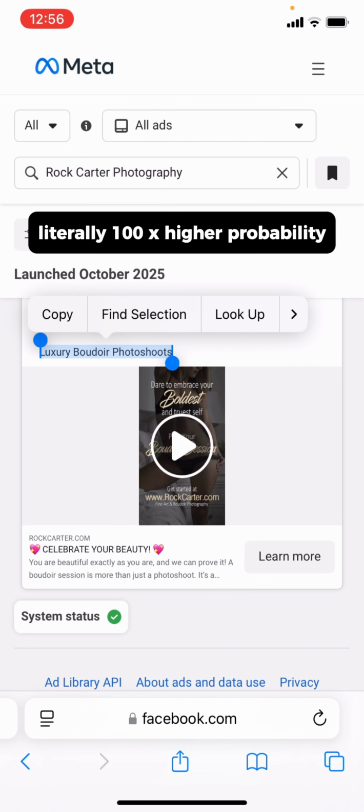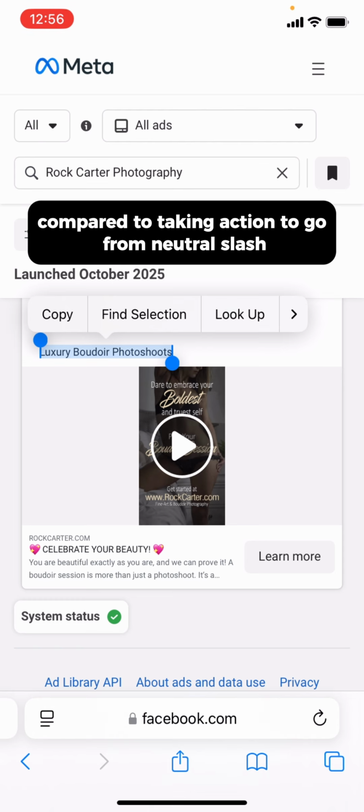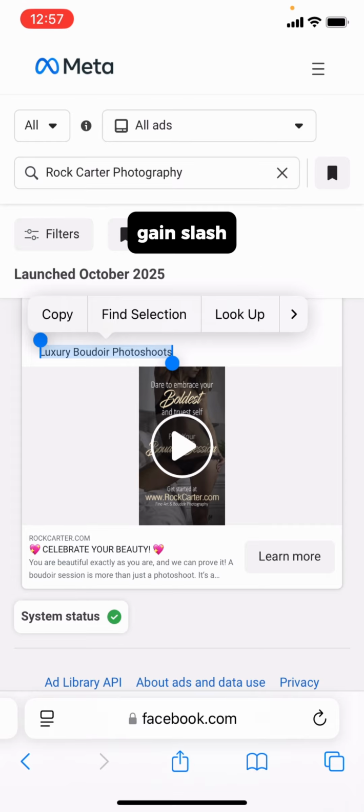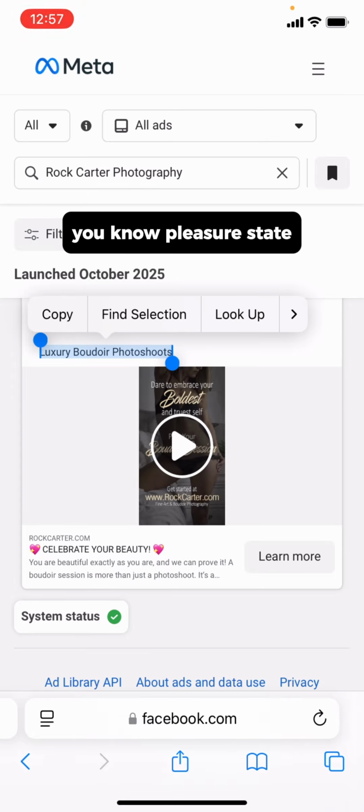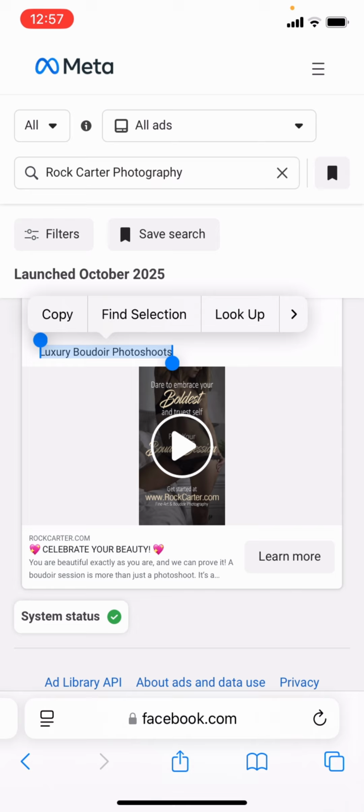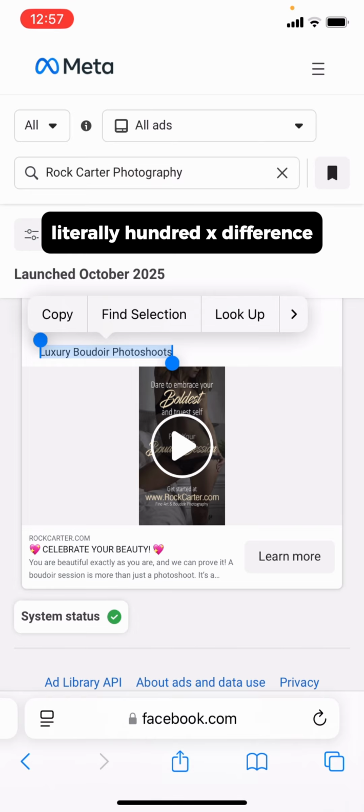Literally 100x higher probability the human takes that action to go from negative to neutral compared to taking action to go from neutral, no pain, homeostasis to some positive, gain, pleasure state. Literally 100x difference minimum. Literally 100x difference.